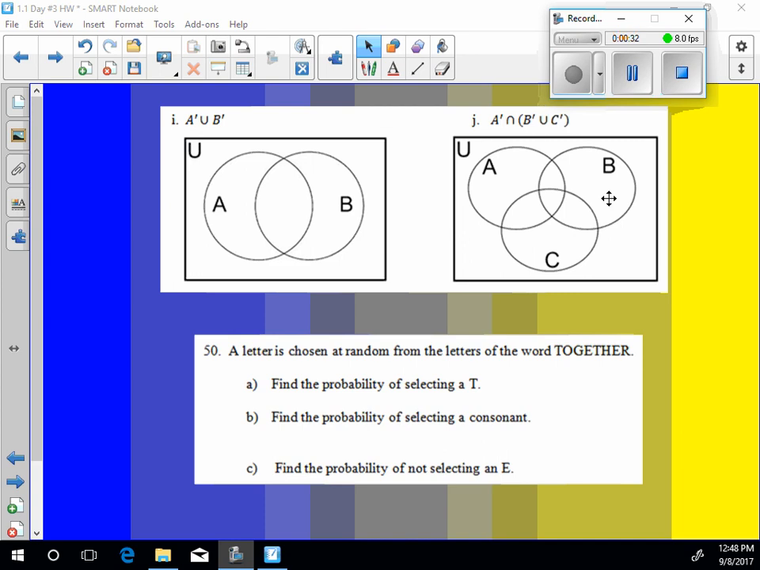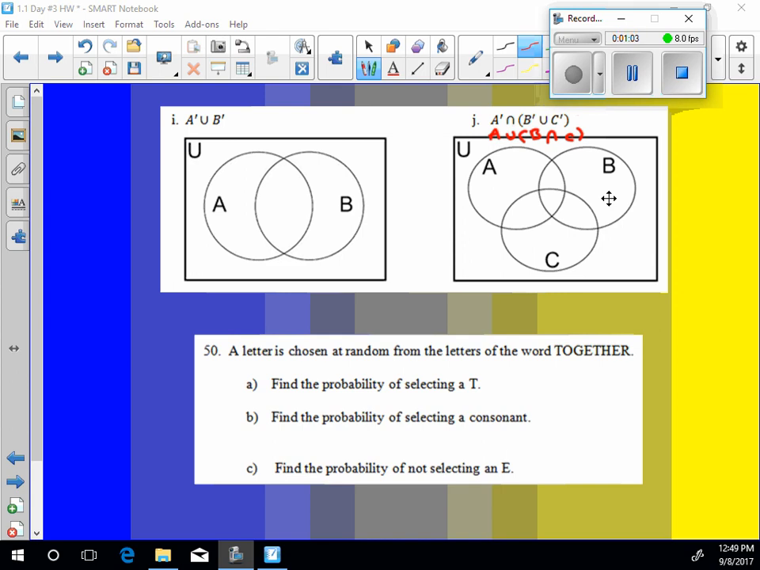So what's the opposite of the opposite of A? What's the opposite of and? Opposite of B, opposite of or, and C. Now, if I were to shade that problem, that would be the opposite of the answer to our problem.